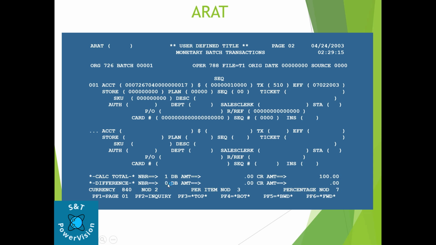Suppose we want to give input for 10 transactions, but we have given 9 or 11. It will show the difference in the difference number. The difference in the debit amount and the difference in the credit amount will be reflected here. If it is 000, it means our batch is in balance. If there is any difference, we have to check where we have given the wrong input. Once everything is fine, we'll press F1 twice.